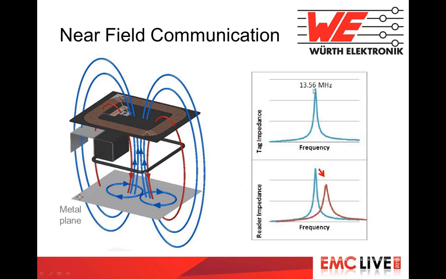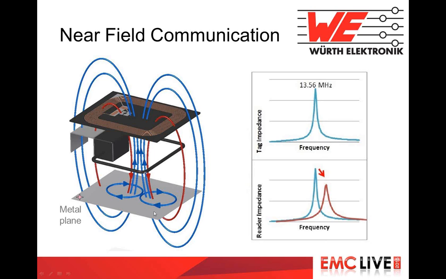This is 13.56 megahertz. That means that the flux at this frequency is perfectly tuned, and we can have a good communication of data without using much power. That's the good thing of near field communication. The problem comes when there's a metal plane close to our device system, close to our emitter or close to our receiver.